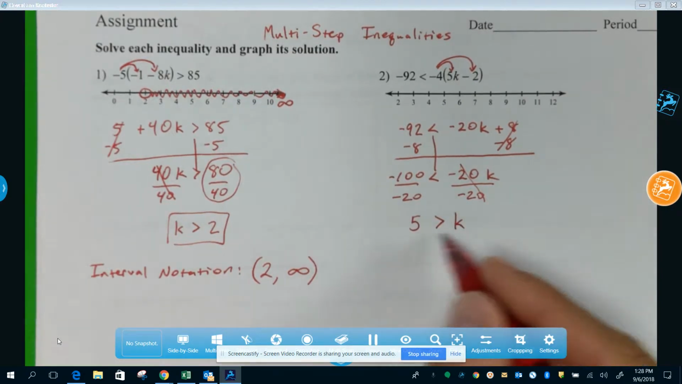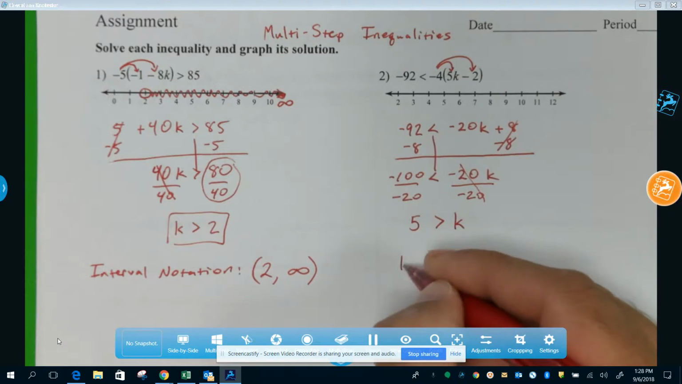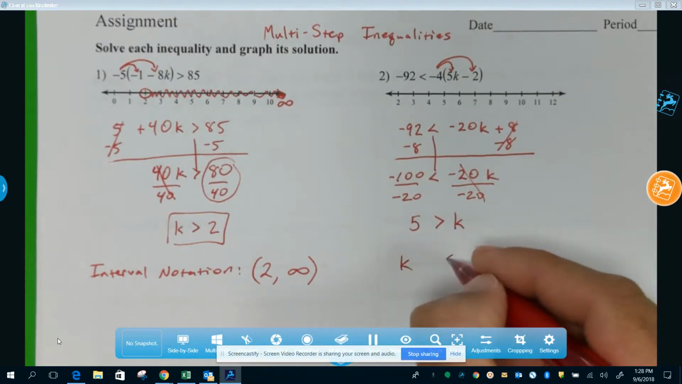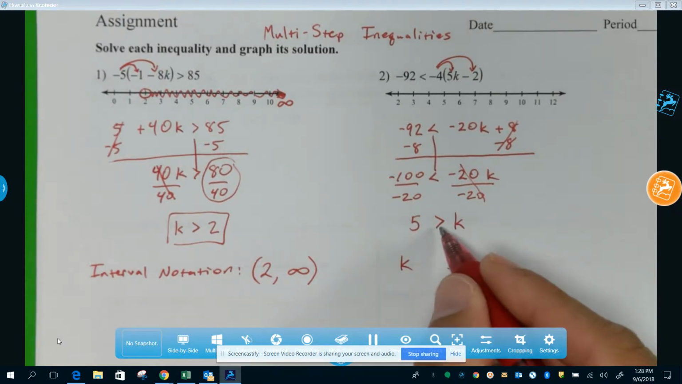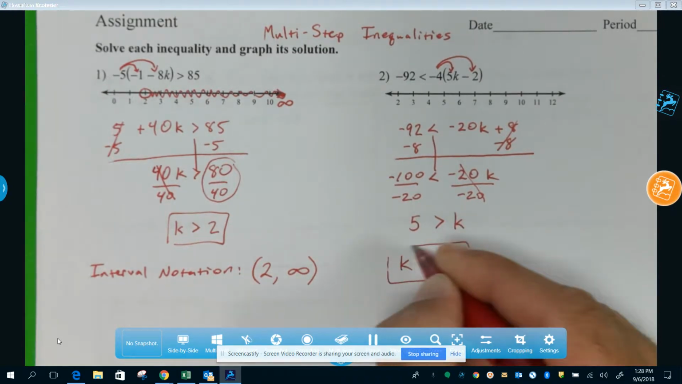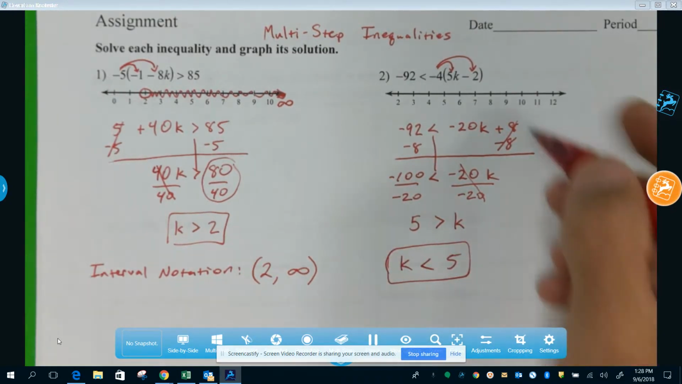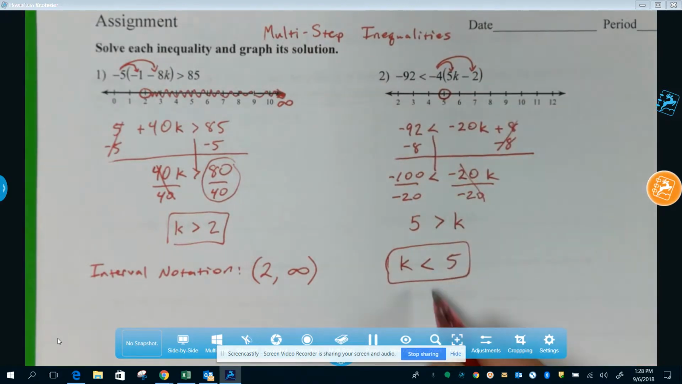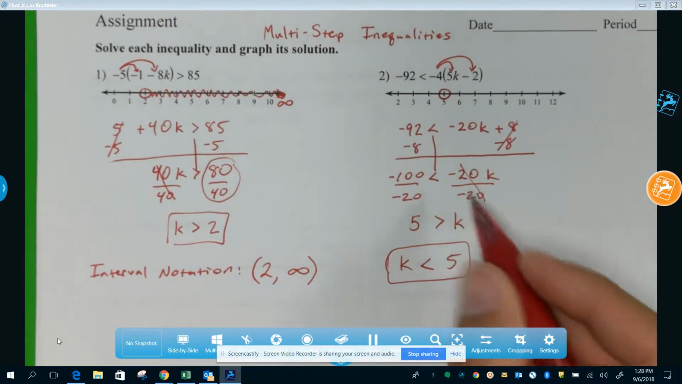All right. Now, this is not written the way I want it to be written. I want my variable to be on the left. So I'll put my k on the left. I'll put my 5 on the right. Well, the mouth is originally eating the 5, so it needs to continue to eat the 5. Now I'm ready to graph that. So I'll circle my number 5. There's no equal to on it, so we're not going to shade it.